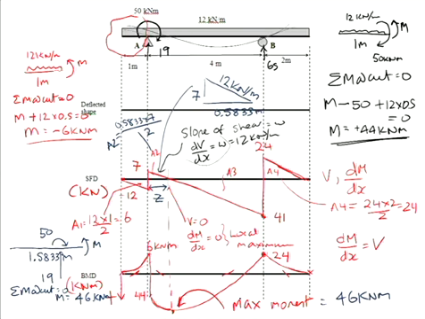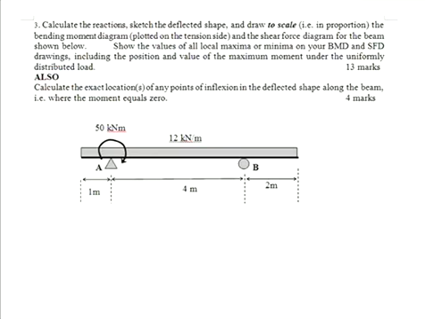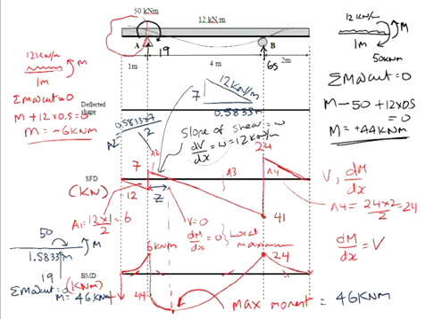From my bending moment diagram, I can now look at my deflected shape, because we said we have a point of inflection when our bending moment passes through 0. So that means at that point there, we have a point of inflection in our deflected shape.